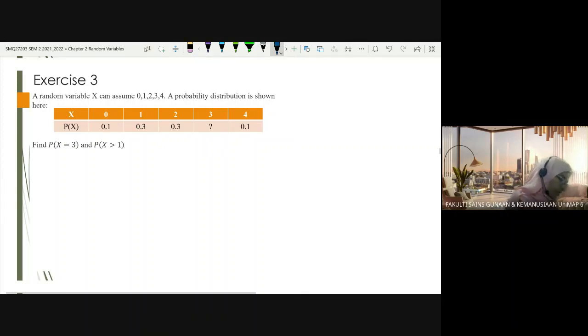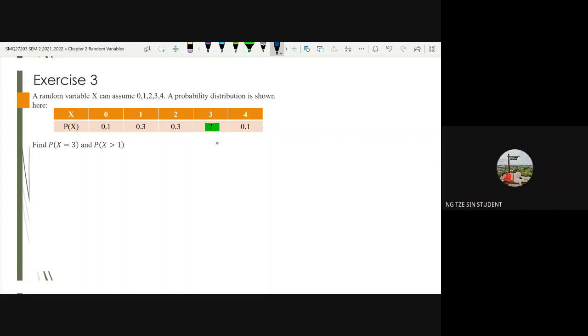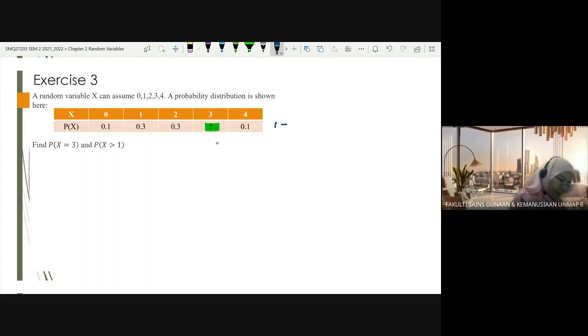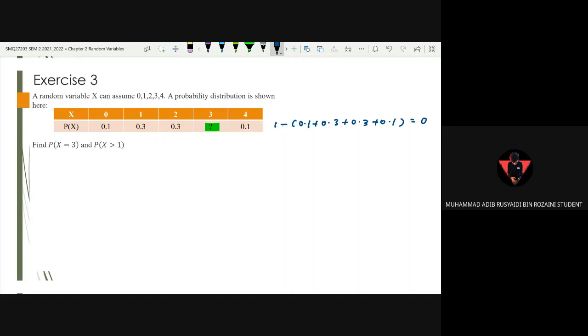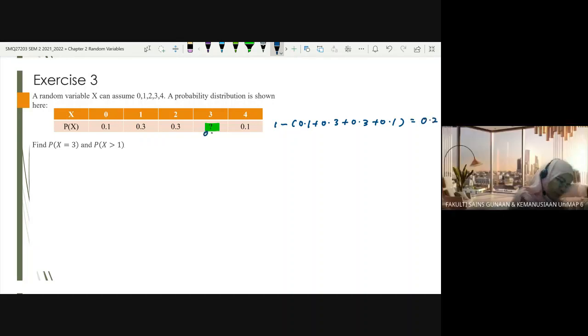Before we can try, can we find what is the value for this particular question mark here? How to find the question mark here? 1 minus all the probability values that you have. So that will be 0.1 plus 0.3 plus 0.3 plus 0.1. So what is the value here? 0.2. Yes, 0.2.